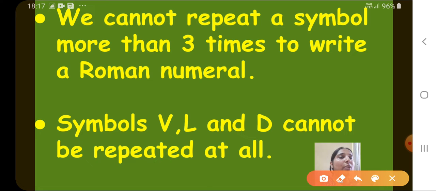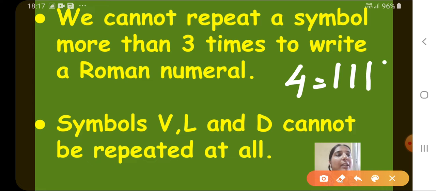According to the first rule, you cannot repeat a symbol more than 3 times. Suppose you have to write 4. How will you write 4? As you know, I stands for 1. If you think you can write 4 like this, with four I's, that will be wrong. Why? Because you cannot repeat a symbol more than 3 times, and here you have already written it 3 times. You cannot write it one more time. So this is a wrong method of writing the number 4. And how to write that, I will also tell you.